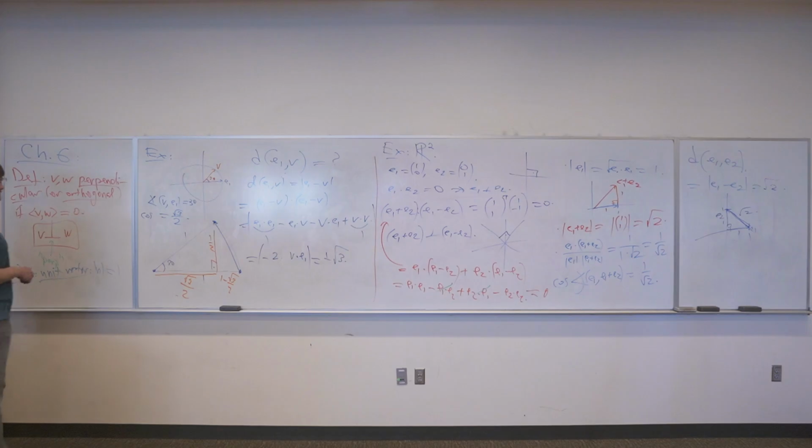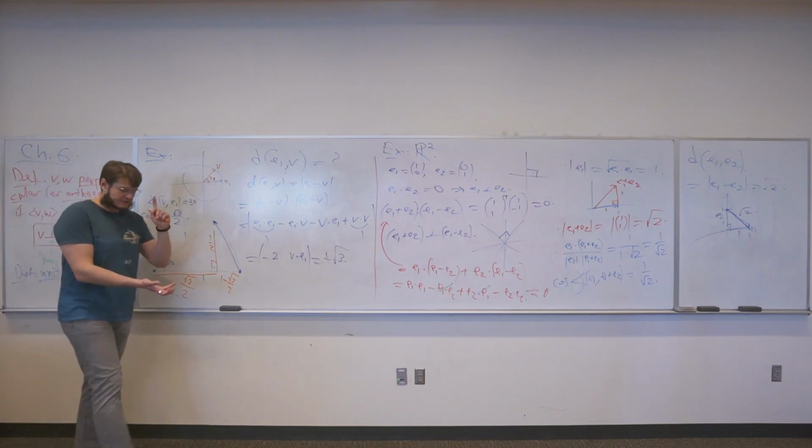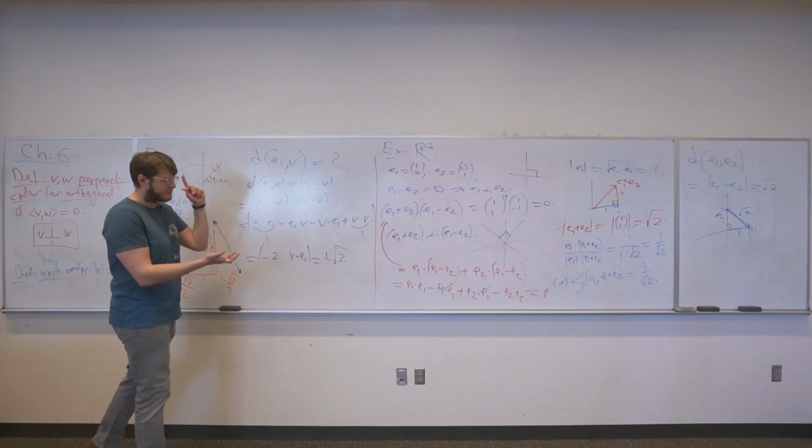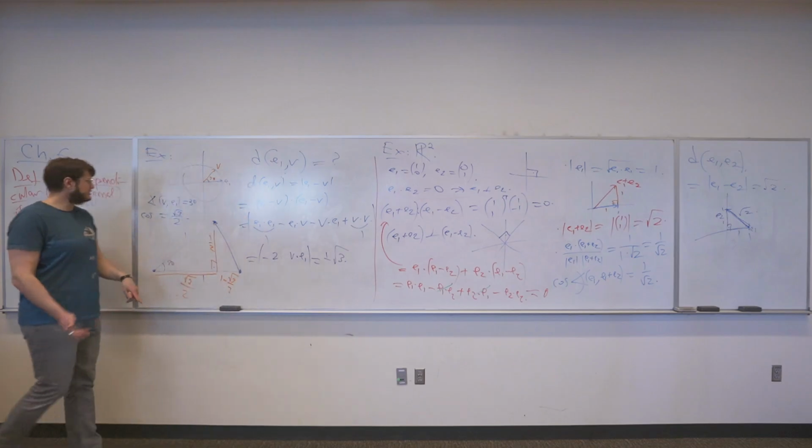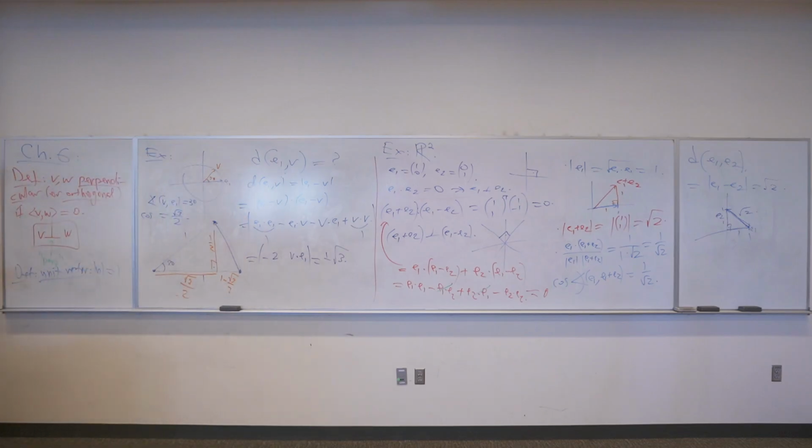This inner product stuff is really nice. Once you have this inner product or dot product, you have the norm, you have the distance, you have the angle. In particular, you have a sense of what it means for two vectors to be orthogonal. Really what matters is this orthogonality for us.